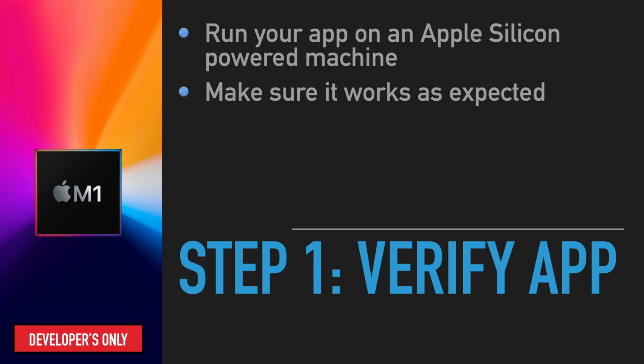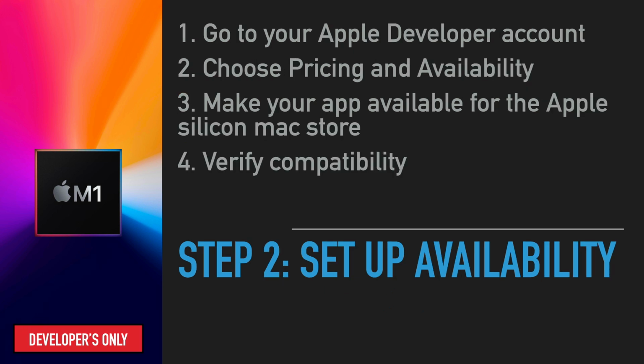Second step is obviously to make it available. So let's assume that you have verified that your app is working on M1. Either you did it or somebody else did it. The second step is to go into the Apple developer account, go to App Store Connect, and choose the pricing and availability, which I'm going to show you, and then make your app available and check off the verify compatibility option that they require you to check off, confirming that you have checked the app is going to work. So I'm going to actually do these steps for you and show you.